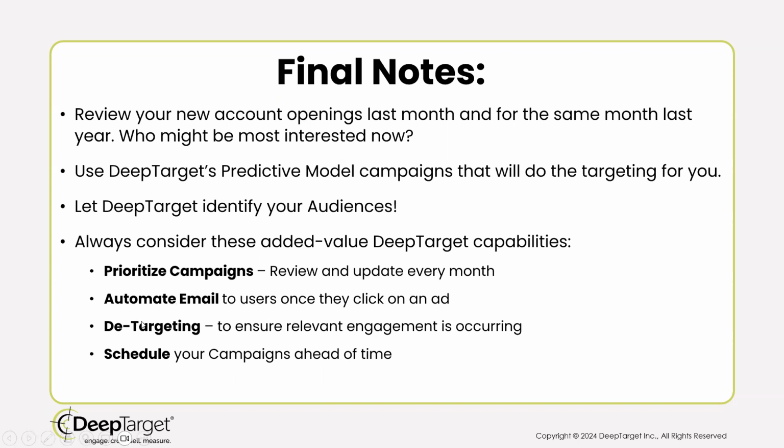Use our detargeting to keep relevant engagement going, so that the ads will turn off if there's not any clicks in a certain period of time, and pause them. And then don't forget about scheduling your campaigns ahead of time. So set a future start and stop. You could be, like many of our customers, defining all of the campaigns they want to deploy throughout the year, beginning each new quarter or bi-monthly. That's all very simple with DeepTarget.